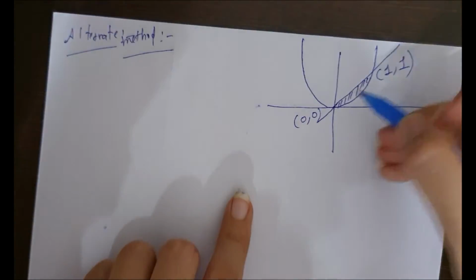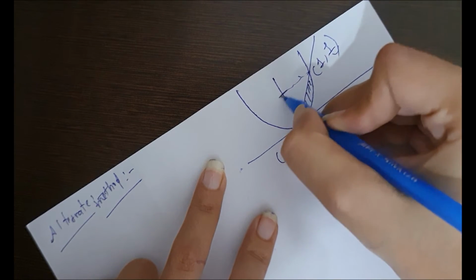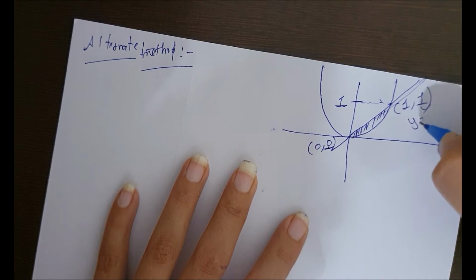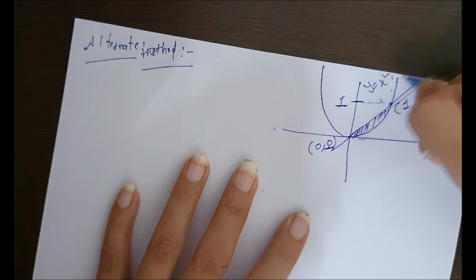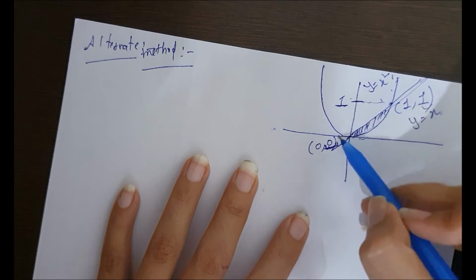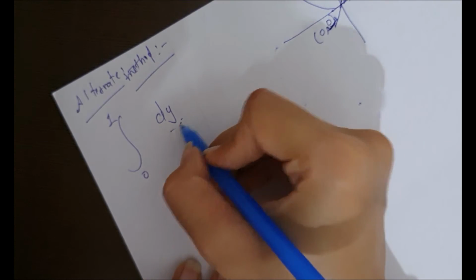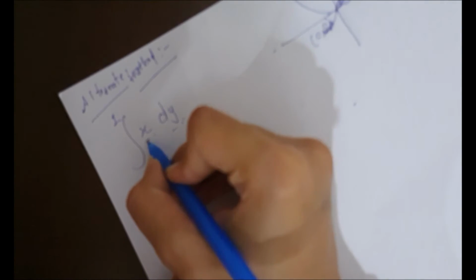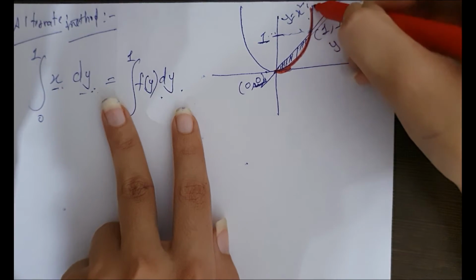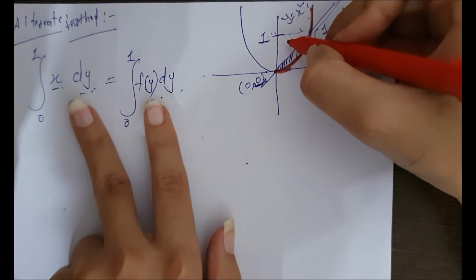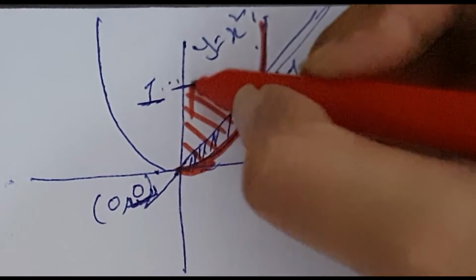Similarly, in the alternate method, if we have to take limits of y, that is from 0 to 1, the equation of this line is y is equal to x, and the equation of this parabola is y is equal to x square. If we take limits on the y axis, it will be 0 to 1, integrating with respect to y. So for that we have to take limits of x so that we will get a function of y. From this equation of the parabola we will get the equation of x. If we take the equation of x from this parabola, then we will get this whole area.